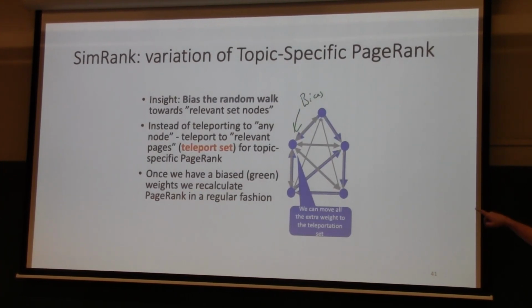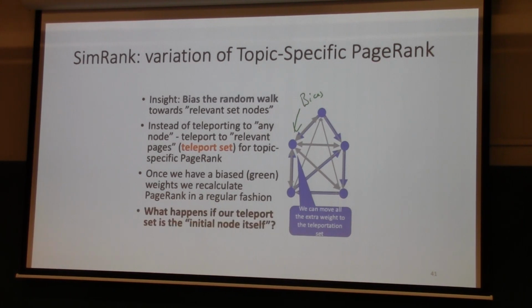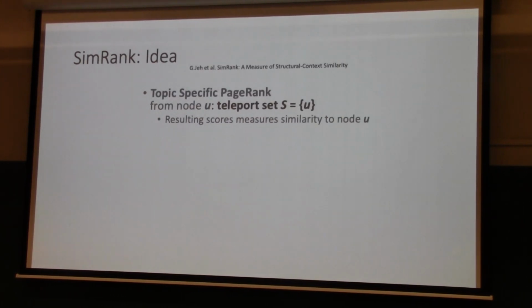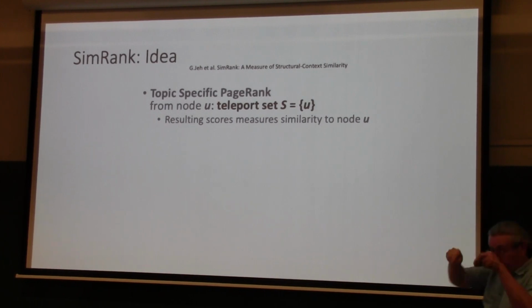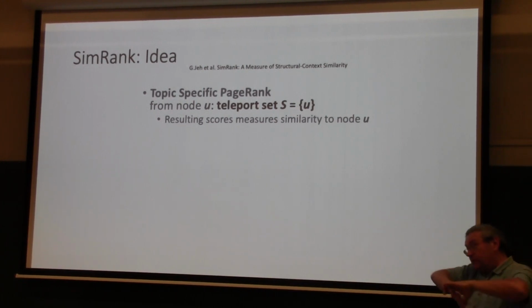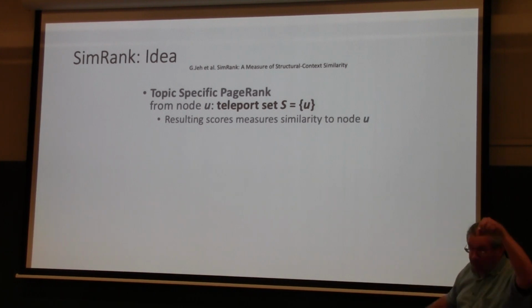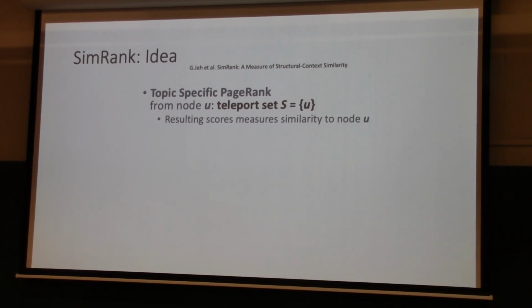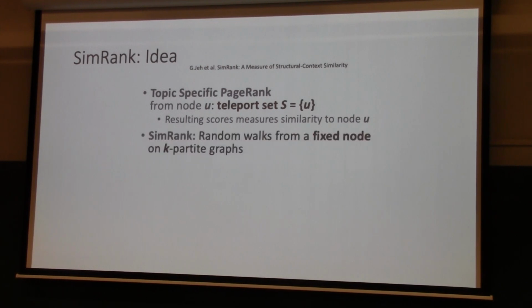So this is kind of like topic specific. Again, we want to bias the teleport set and recalculate the PageRank. So it's a kind of variation on PageRank. The idea is that the teleport set is the node itself, so the node is closest to itself. Usually the teleport set is all relevant nodes, but here the node is the one closest to itself. So that's one way that you modify the PageRank.